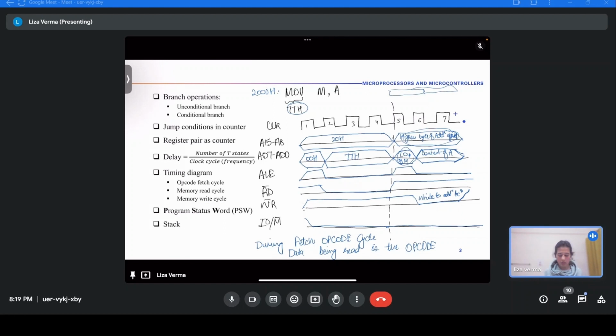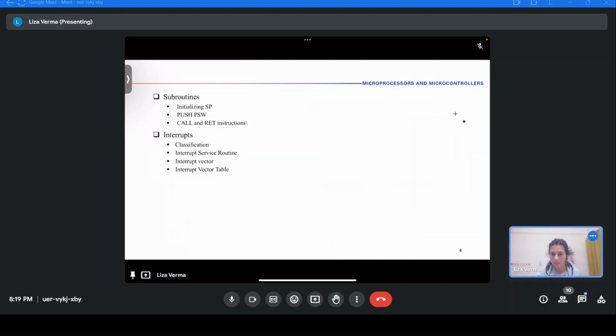Next is subroutines. Subroutines are like mini programs. Can you see my screen? I think it's visible. Yeah, visible.